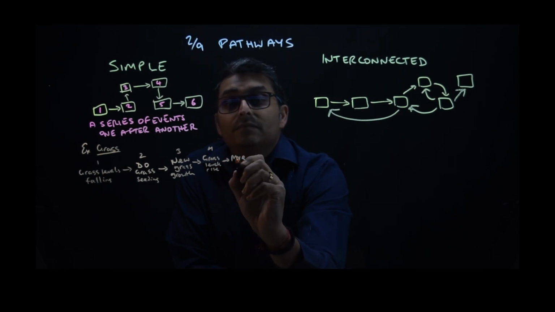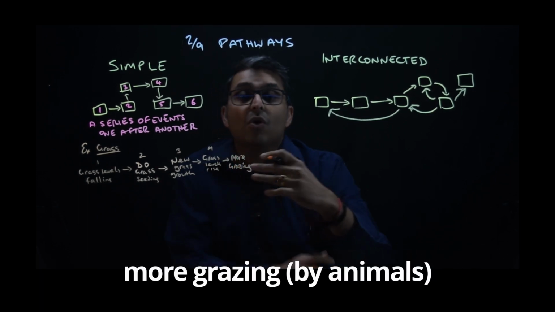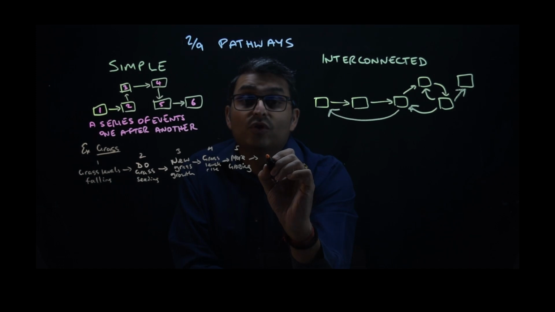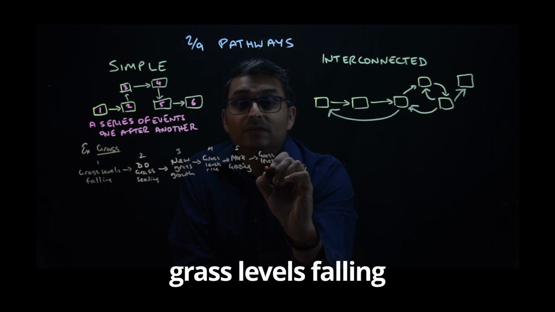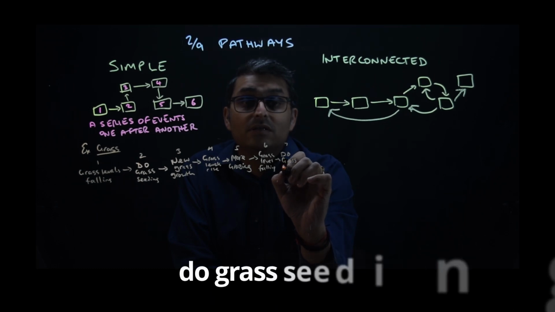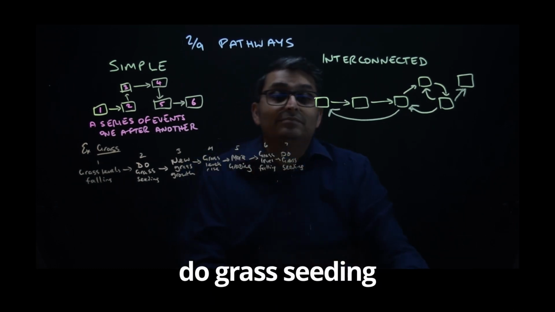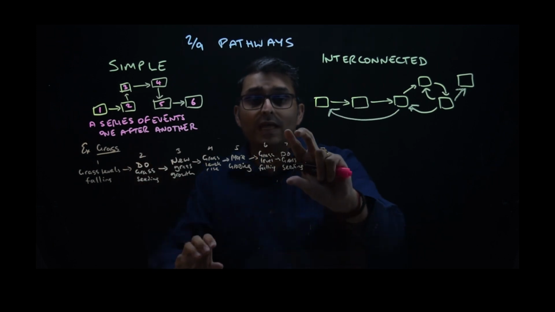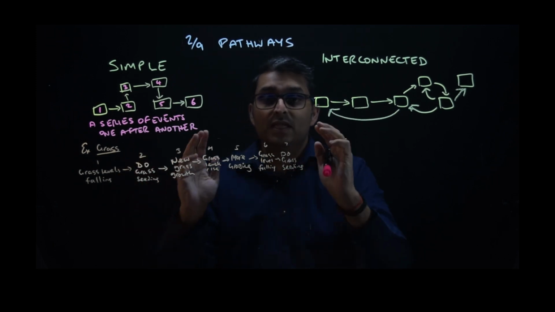Because of that, there is more grazing, so more animals graze on the grass. That's 5. Because of more grazing, grass levels are now again falling, and that was 6. And so last, number 7, we do grass seeding again.